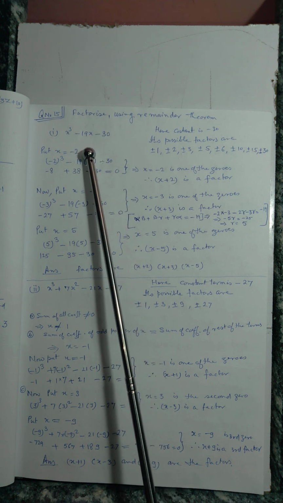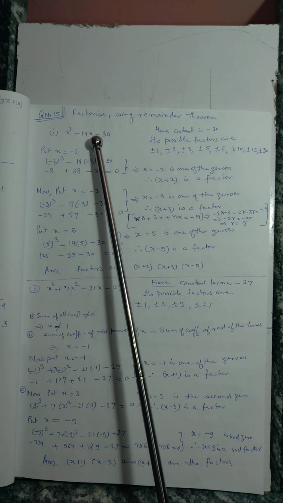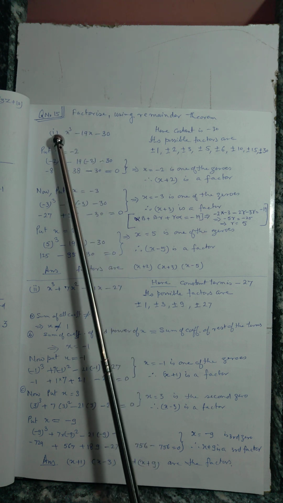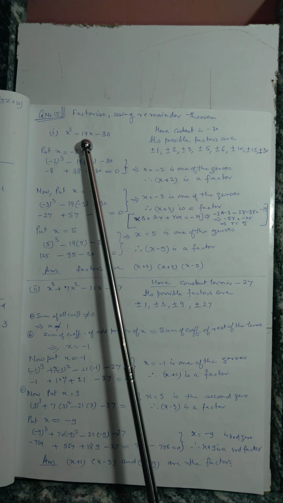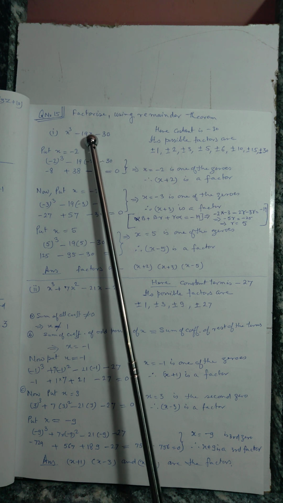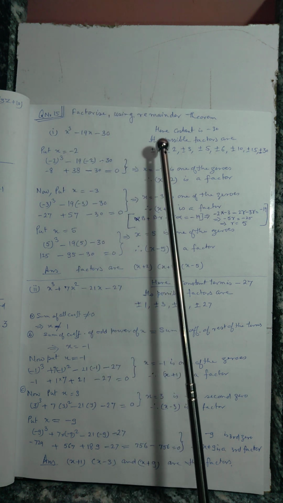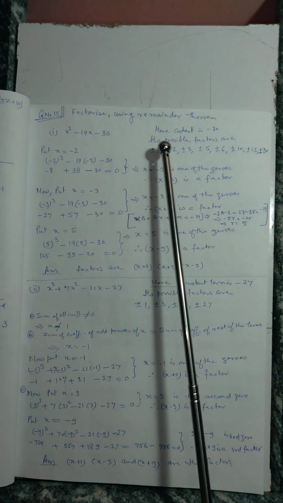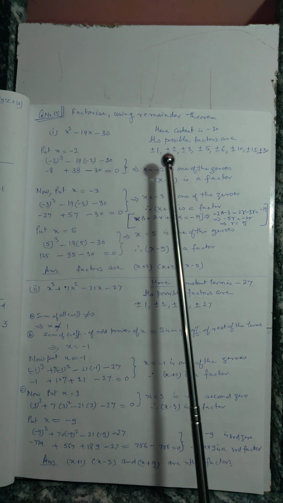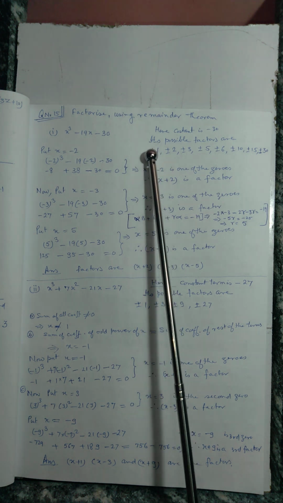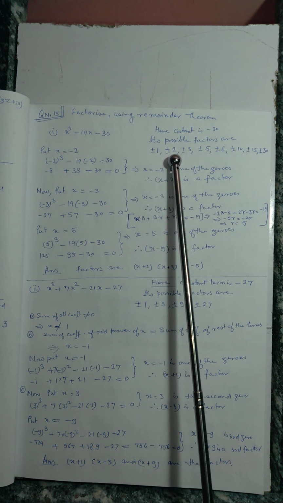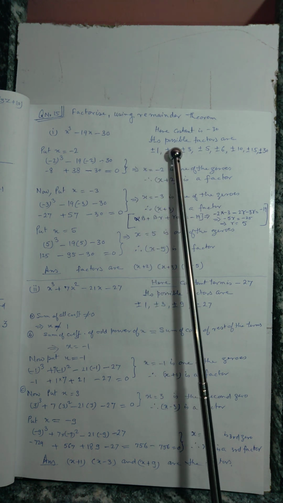Here the coefficient of odd power, you see minus 19 and plus 1, that is minus 18, it is not equal to minus 30. Therefore, x plus 1 will not be a factor. Hence, we will not try for this. Let us proceed with x equal to minus 2.